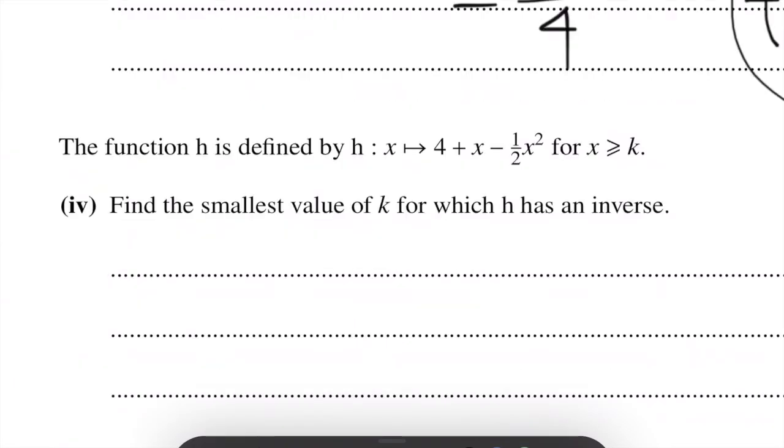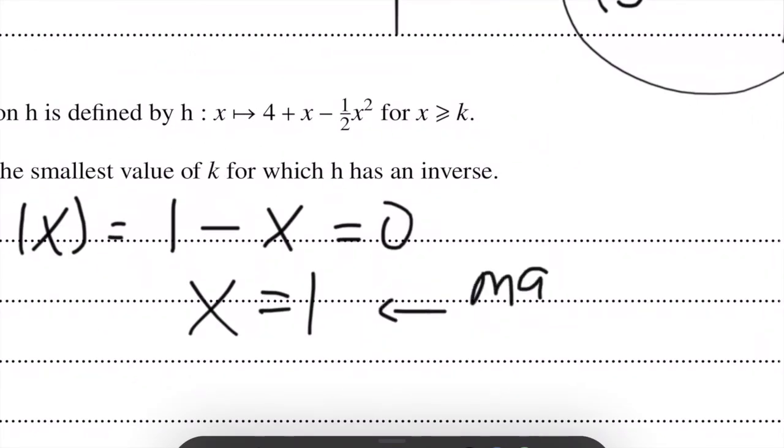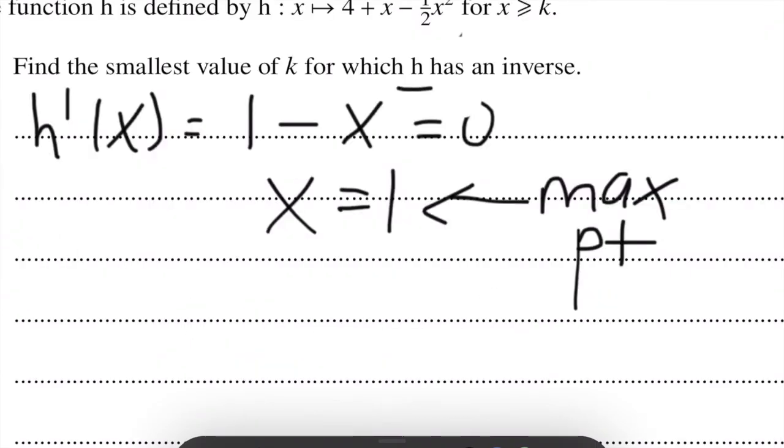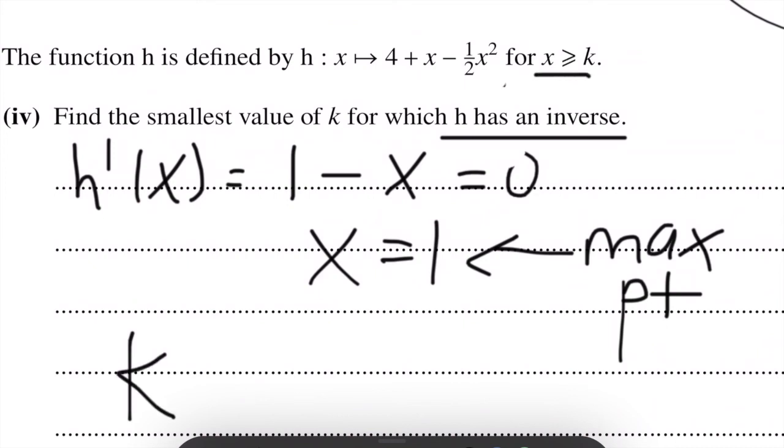Find the smallest value for k for which h has an inverse. We'll go ahead and find the derivative of the function h to find the maximum point as we did before. 1 minus x is equal to 0, so x is equal to 1. And again, this is your maximum point. So for h to have an inverse, k has to be 1, or k can be larger than or equal to 1.